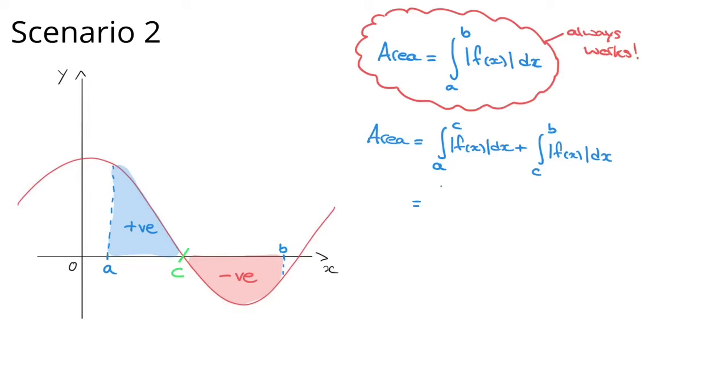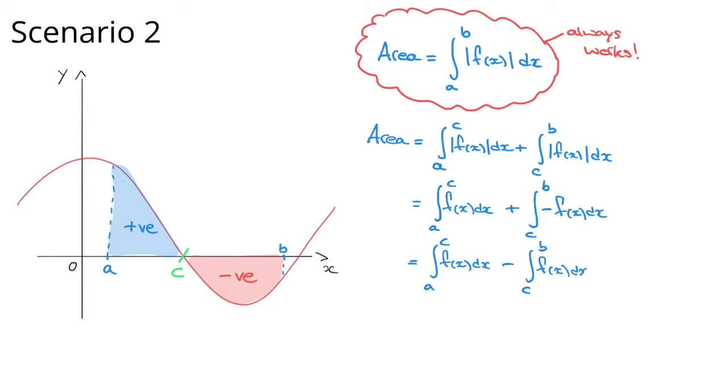This equals the definite integral from a to c of f of x. Remember, f of x was positive between x equals a and x equals c, plus the definite integral from c to b of negative f of x. Remember, f of x was negative between c and b, and placing a negative in front of it will turn it into positive. This can now be rewritten as the definite integral from a to c of f of x minus the definite integral from c to b of f of x. And that is what the absolute value function actually does to our formula.